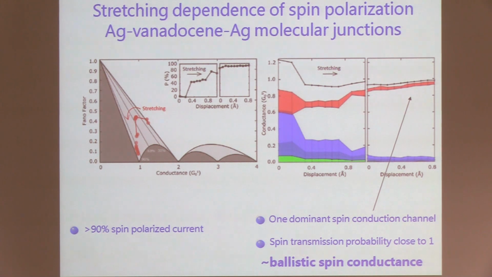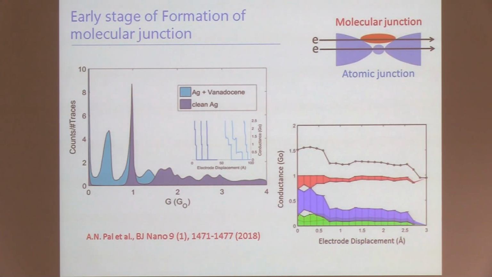Okay. So we also found one of the signatures: the early stage formation of the molecular junction. We have an extra 1.3 G0 peak that originates from the formation of the molecular junction. So I'll not go into detail.